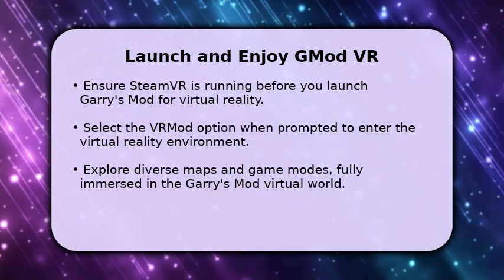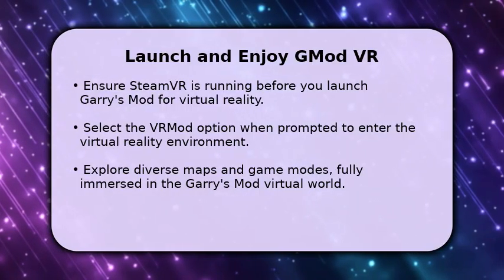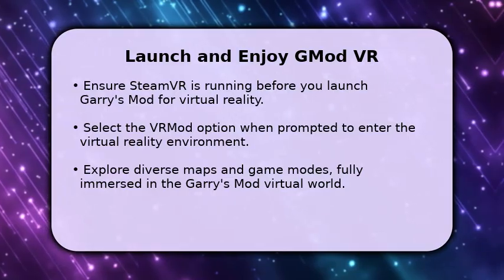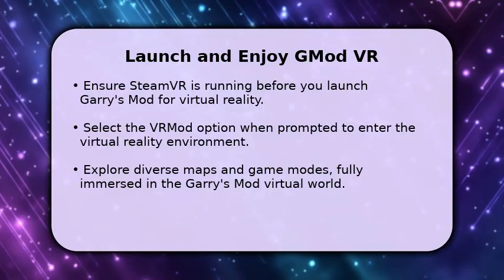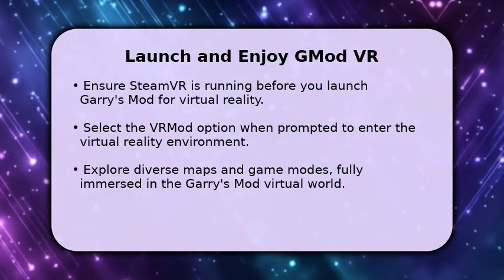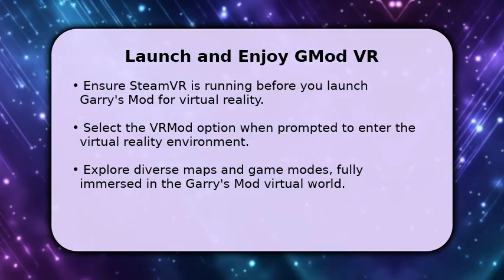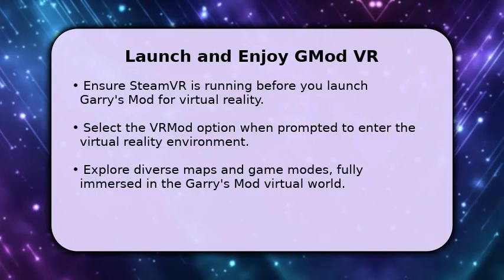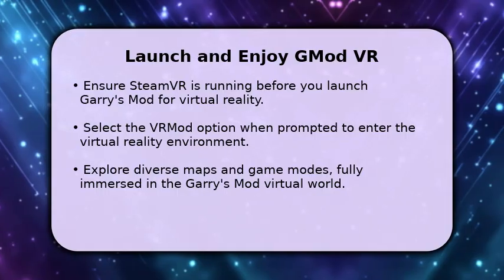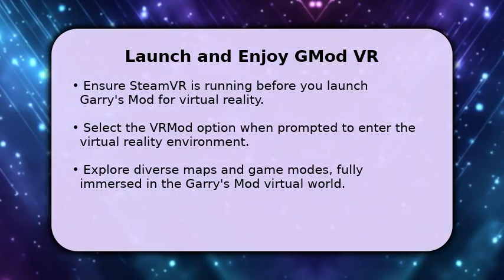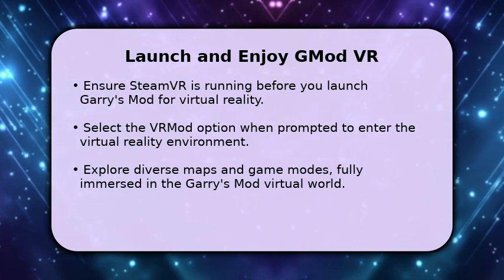You're almost ready to jump into the action. Before launching Garry's Mod, make sure SteamVR is active and running in the background. Then, start Garry's Mod. You will typically be prompted with an option to launch in virtual reality mode via VR Mod. Select this option, and your Oculus Quest 2 will transport you directly into the game. Now you can explore countless maps, interact with objects, and enjoy all the creative freedom Garry's Mod offers, but in a completely new, immersive virtual reality dimension.